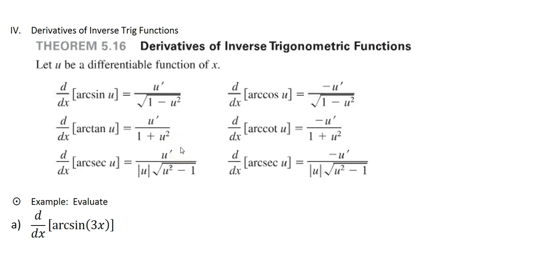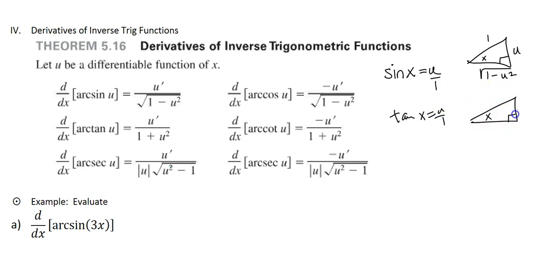And one way that you can kind of remember these is if you start out with the sine of x is equal to u, then if you write that as u over 1, you would have u over 1 for the opposite over the hypotenuse, and this side would end up being the square root of 1 minus u squared. If you start out with the tangent of x is u over 1, if this is your x, you would have a u and a 1, and the hypotenuse would be the square root of u squared plus 1 squared, or 1 plus u squared.